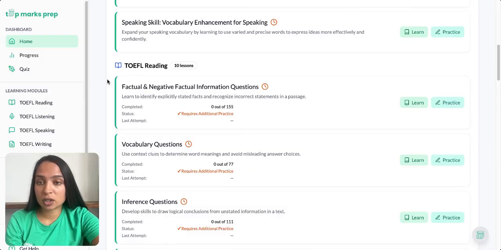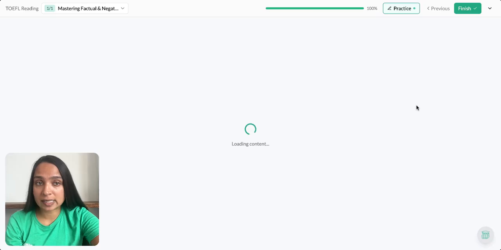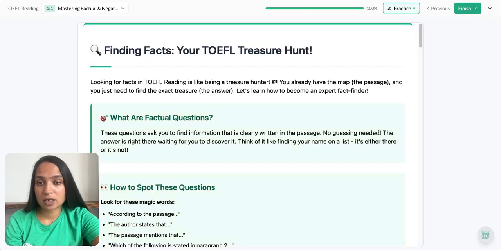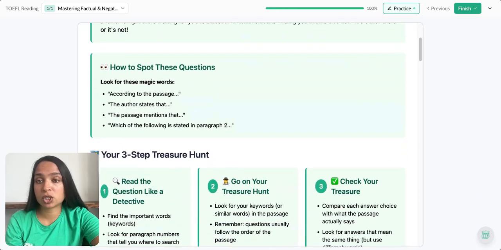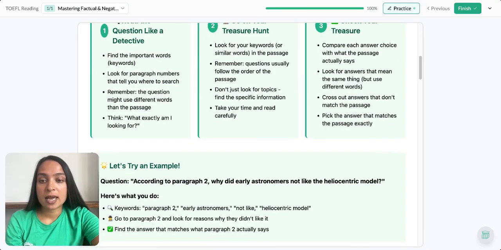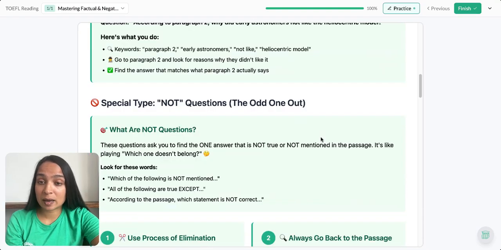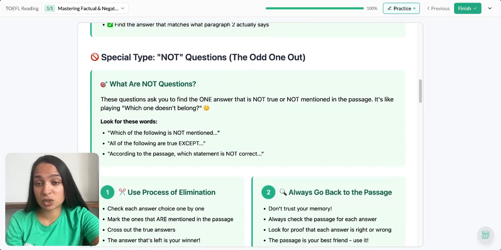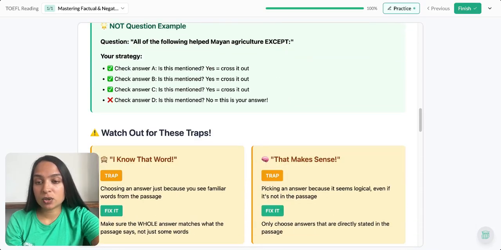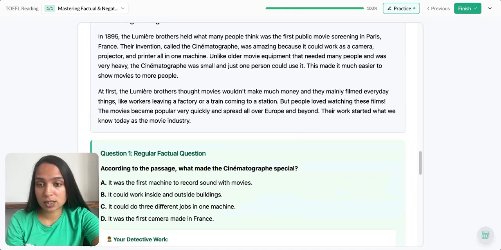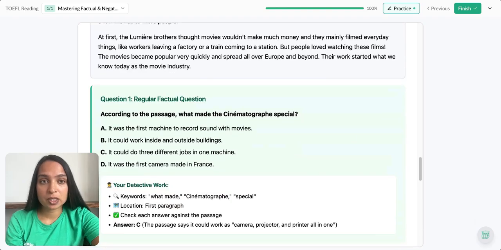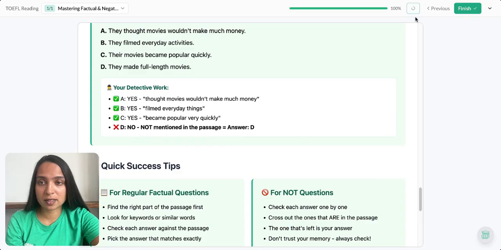Let's say today I want to go through TOEFL reading and do factual and negative factual information questions. Well, we'd like you to go to the lesson. So you'll click learn and go through the lesson here, which walks through what are factual questions, how you spot them. It gives you an example and then kind of shows you what not to do, what to watch out for. And then you can go through the same thing for negative factual questions.